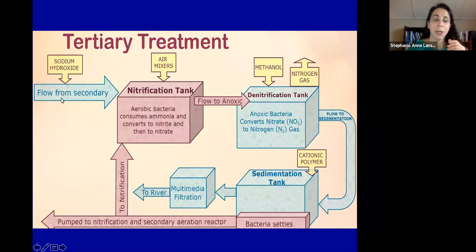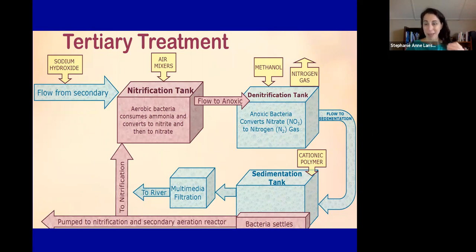And here we're going to add some sodium hydroxide. We have our air mixers again, because nitrification is an aerobic process. The aerobic bacteria consume the ammonia and convert it to nitrite and nitrate. And then it's going to flow to an anoxic tank where we're going to do that denitrification. Now, by this point, we've actually reduced a lot of the carbon. A lot of our BOD is gone. This is tertiary, so this is just for nitrogen.